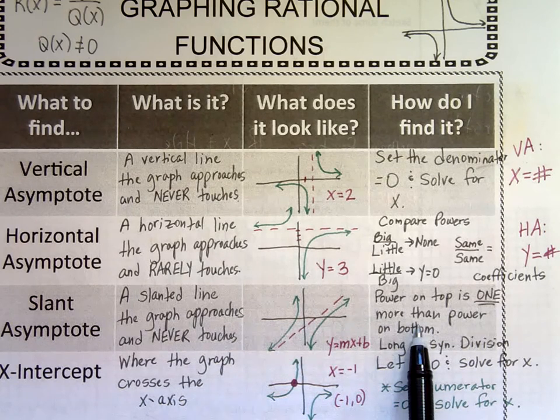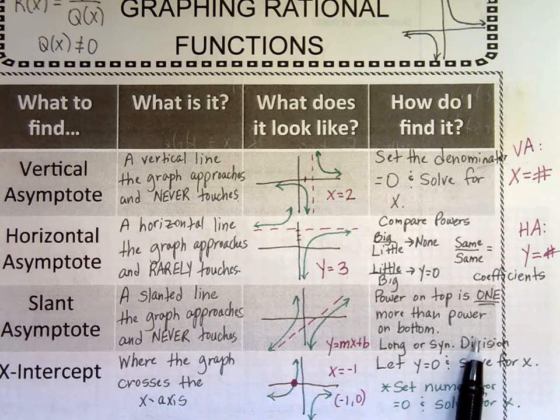So say you have an x cubed over an x squared. The power on top is 1 more than the power on the bottom. And in order to find it, you're going to use long division or synthetic division, which is why we talked about that back in the last unit. So long division or synthetic division for that guy to figure out those slant asymptotes.